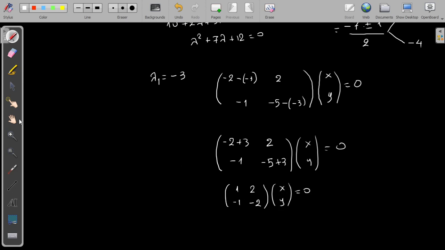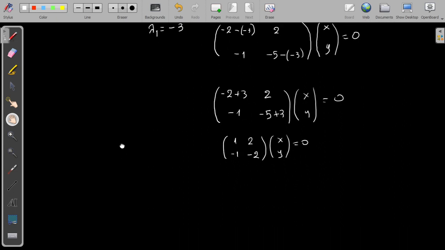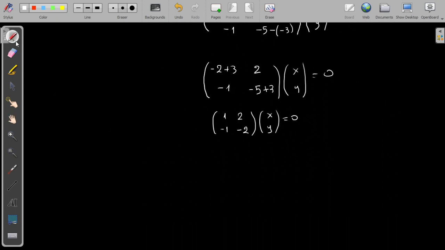Now you see, I will always end up with the same equations. Be careful, if you don't end with the same equations, you made a mistake somewhere. So if I multiply, from my first multiplication I will have x plus 2y equal to 0, and the other, minus x minus 2y equal to 0. So here I will choose this one. So x is going to be minus 2y.